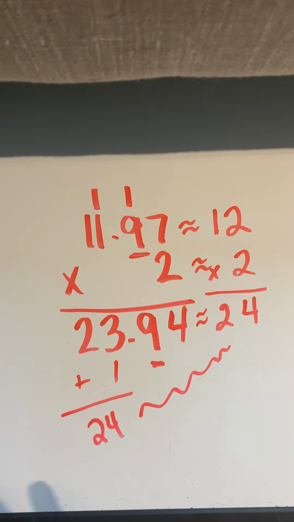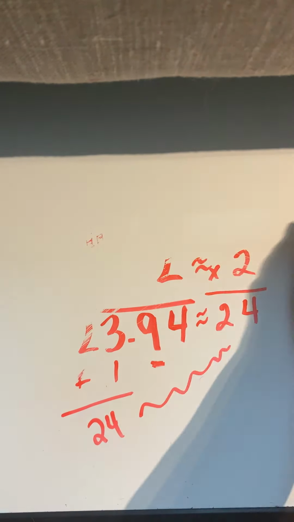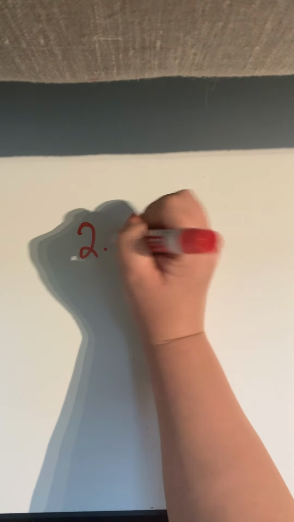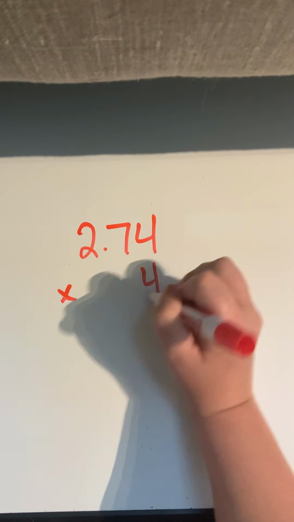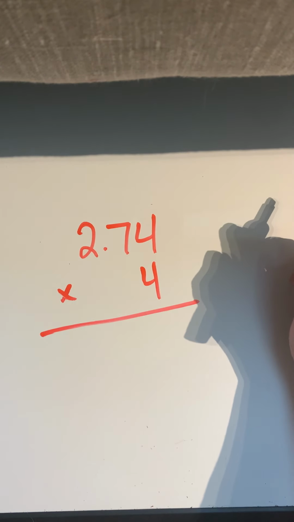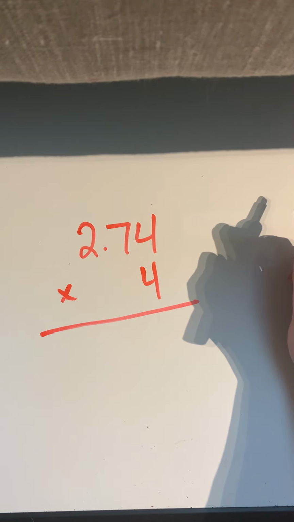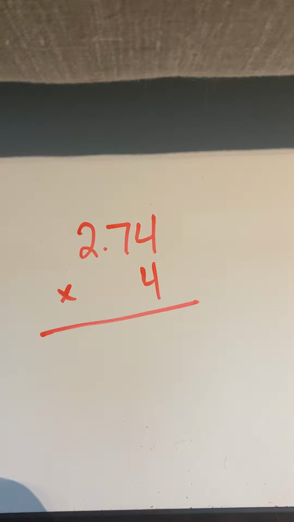Okay, so let's go ahead and take a look at the next example that they have on the board, in the book. It's right next to the boy with the speech bubble. It says multiply 2 and 74 hundredths by 4, okay? Then estimate to check if the answer is reasonable. And then he says, how close is your estimated answer to the actual answer? Okay, we don't know yet. We're gonna have to find out, right?